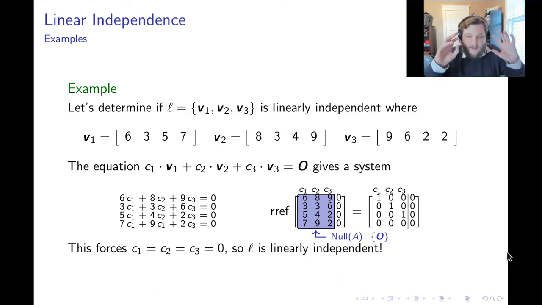So again, if you care about whether or not a list is linearly independent, the place you have to start is this equation. Scale your first vector by a variable, scale your second vector by a variable, and so on. Add everything up and set it equal to 0. And the idea is that this will give you a system, and if your system has no free variables, then the list you're dealing with is linearly independent. Otherwise, the list will be linearly dependent.